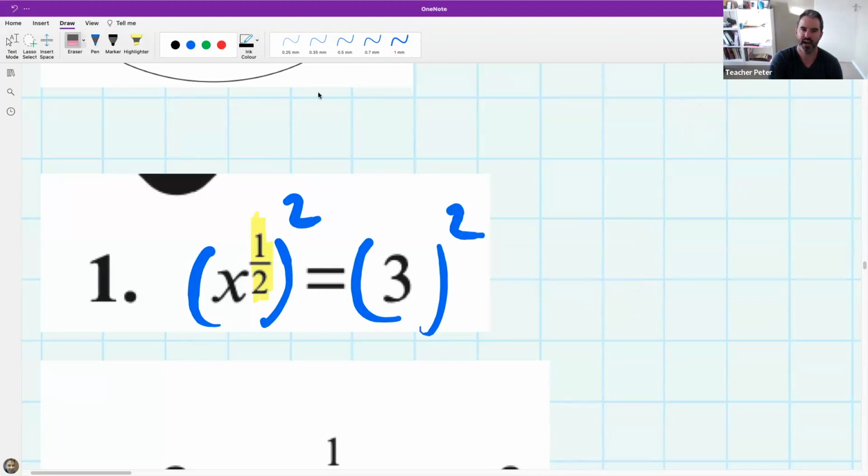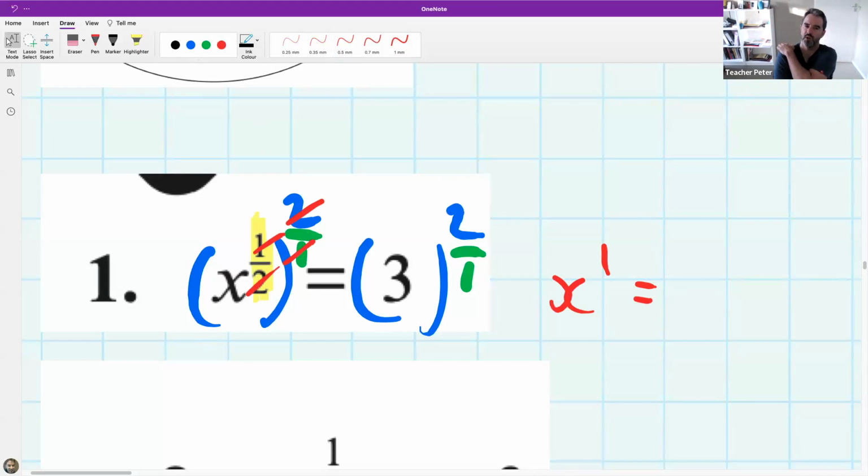Another way of thinking of squaring is to say it's raising both sides to the power of 2 over 1. Now, what happens when I do that is that the 1 times this cancels out and this cancels out. And I get x to the 1 equals, what is my x going to be equal to? What's my final answer?